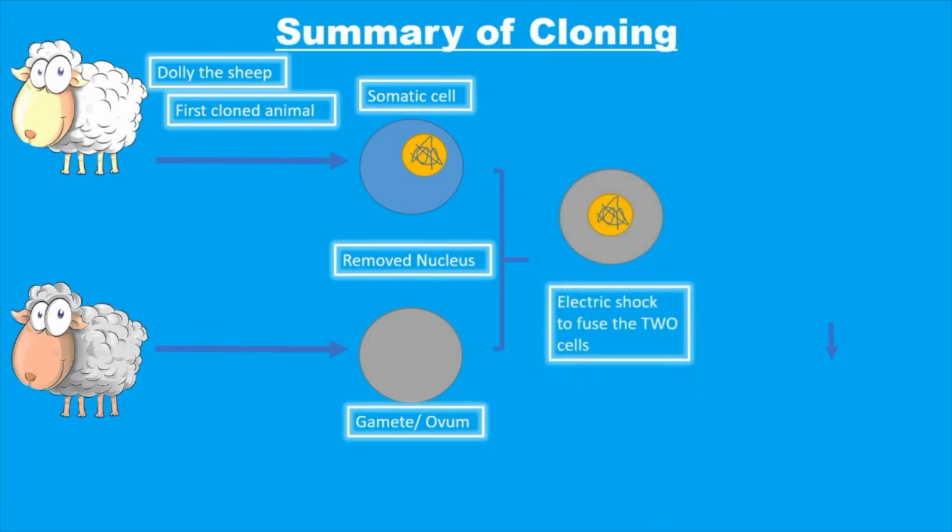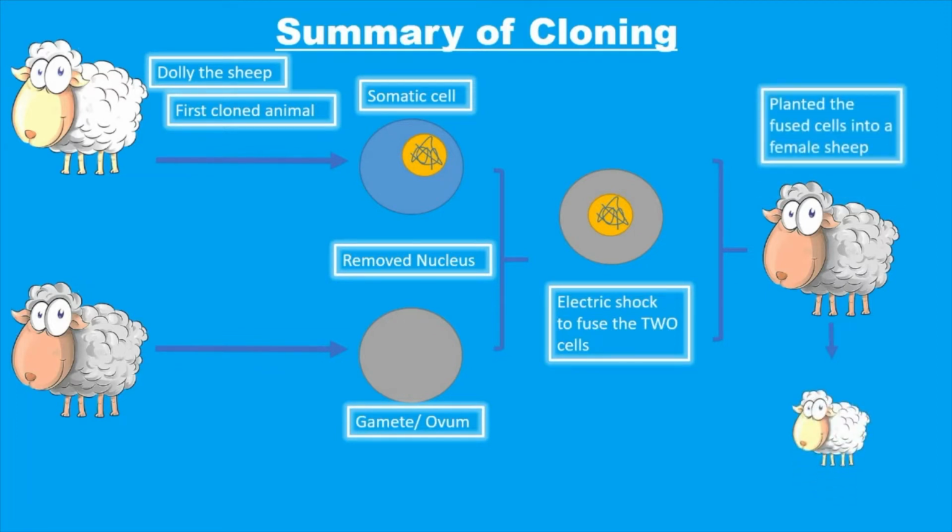They then used the electric shock method to fuse these two cells, the somatic cell of Dolly with the ovum of the grey sheep. Then they took this new cell and implanted it into the uterus of the grey sheep. After a few months, they had a small lamb called Dolly, an exact clone of Dolly the sheep. The downfall was that Dolly was already 6 years old when she was cloned. Technically, the cells that made up the newborn lamb were already 6 years old, so this lamb did not survive for a very long period of time.